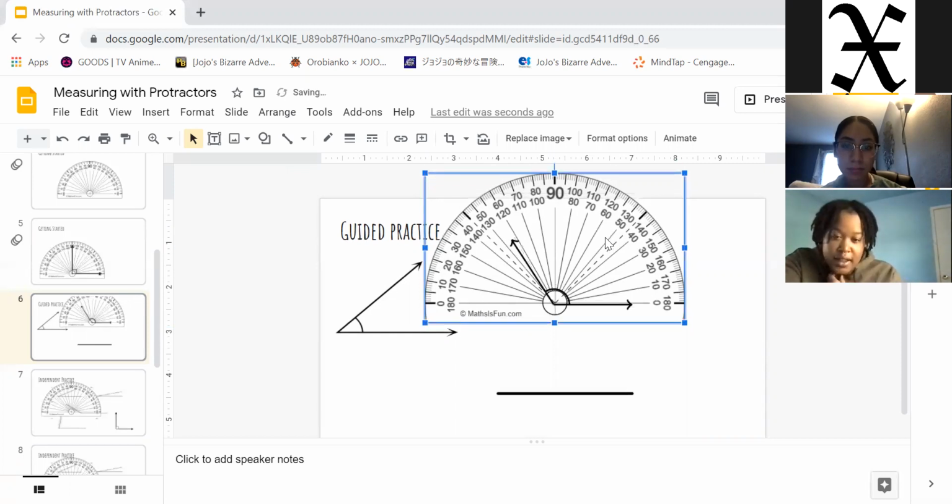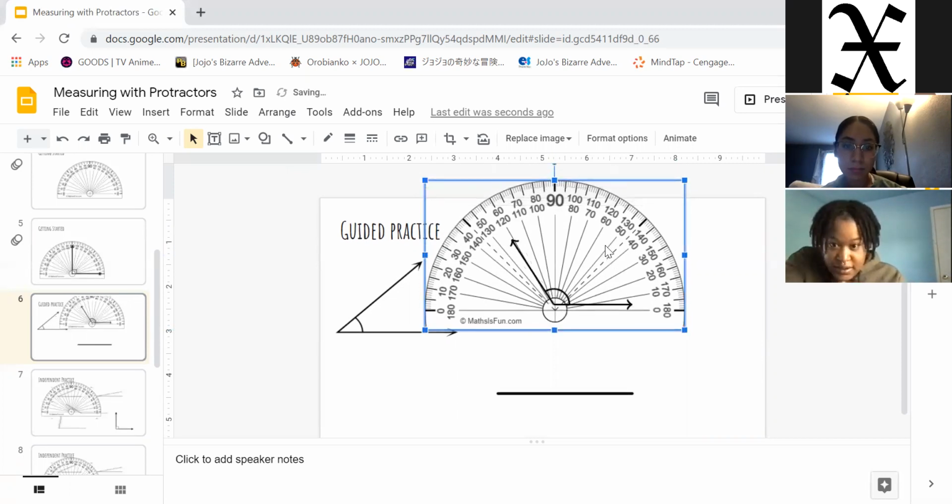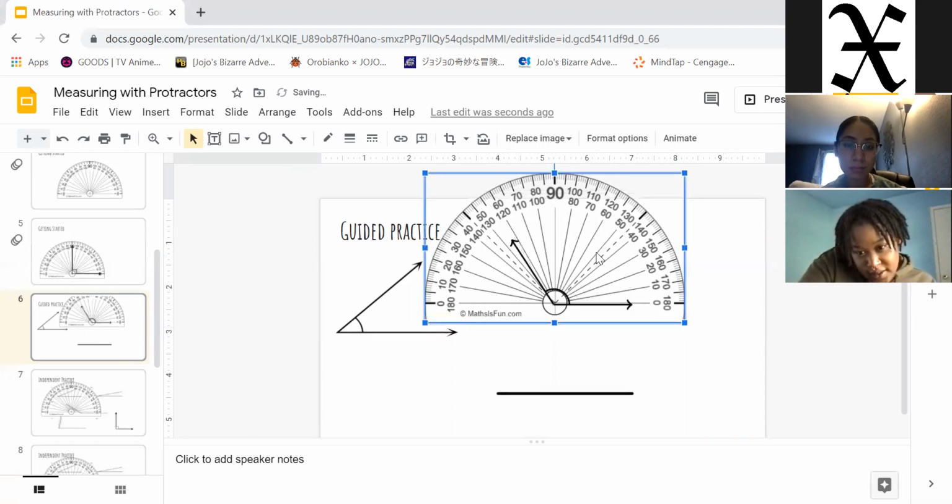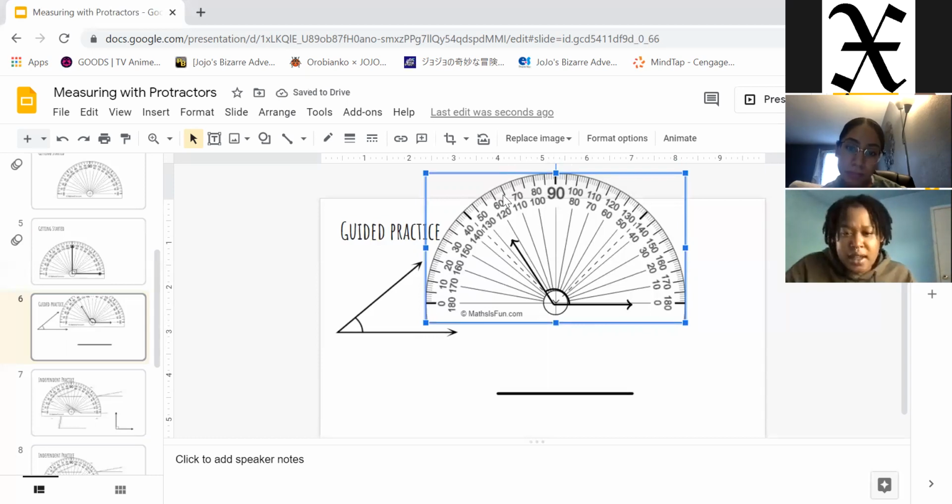Let's see. All right, so it looks like it's like 63, probably. Wait, oh, hold on. I did that wrong. So it looks like it's like 120 something, like 123 or something like that.